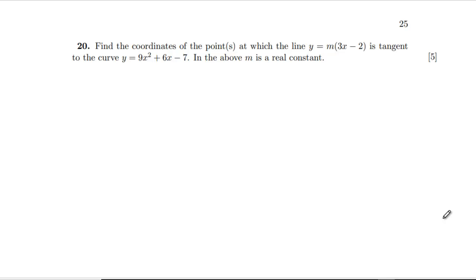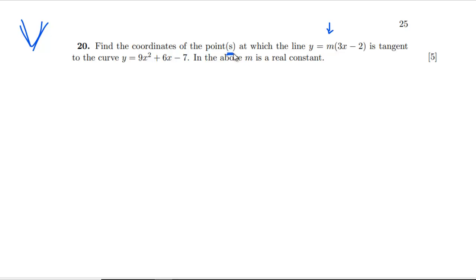All right, question 20. Find the coordinates of the point or points at which the line y equals that is tangent to that quadratic. Right, okay, well, there's certainly going to be points. It's definitely going to be, because we've got a positive quadratic and we've got lines which can be tangent depending on whether m is positive or negative. So we're going to have more than one point. Well, really, we want to have 2 points is what we're looking at.